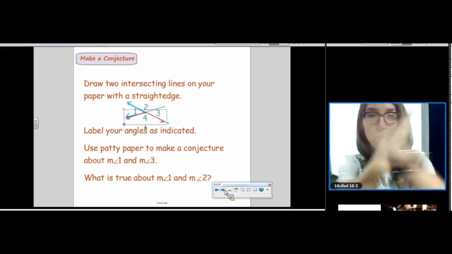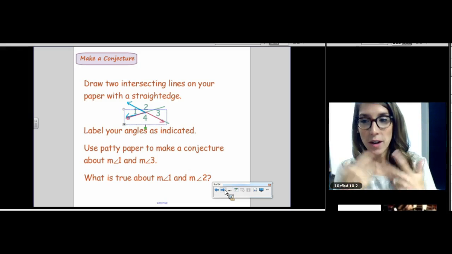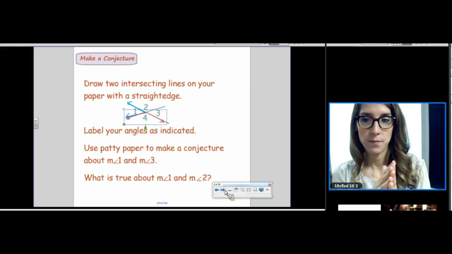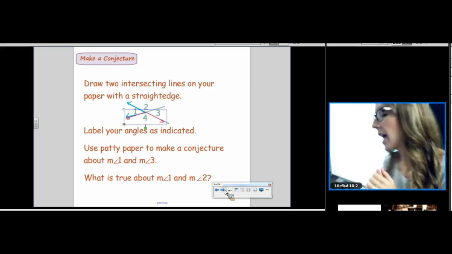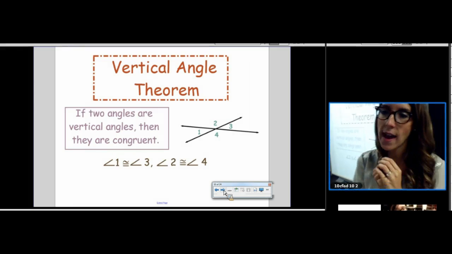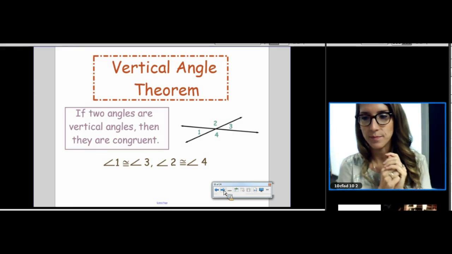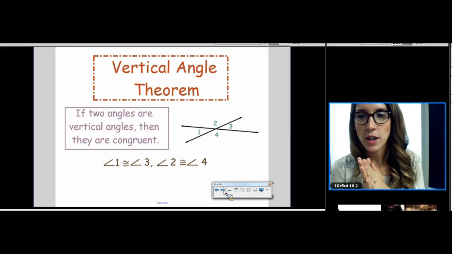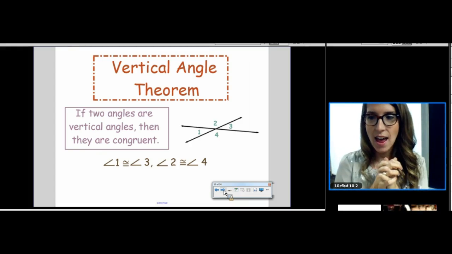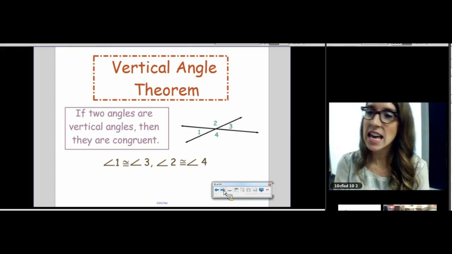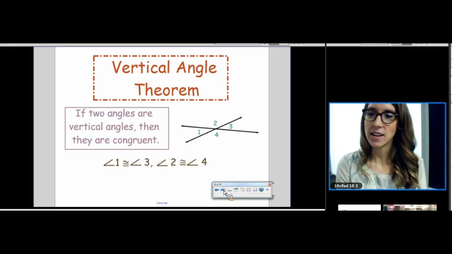So really, when 2 lines cross, we're going to find out if you know one of those angles, you really know all 4 angles. But what we wanted to know about this slide is that vertical angles are congruent. It's called the vertical angle theorem. Write it down. If 2 angles are vertical angles, then they are congruent. Notice that's a conditional statement. If, then, hypothesis and conclusion.